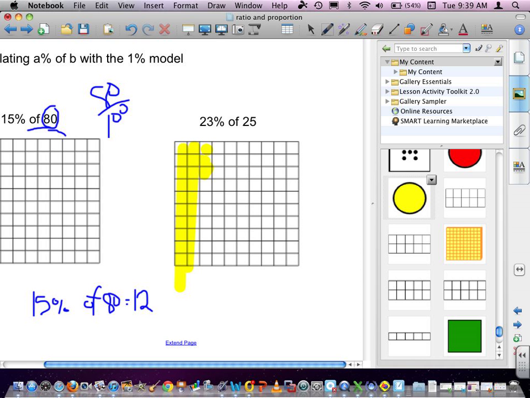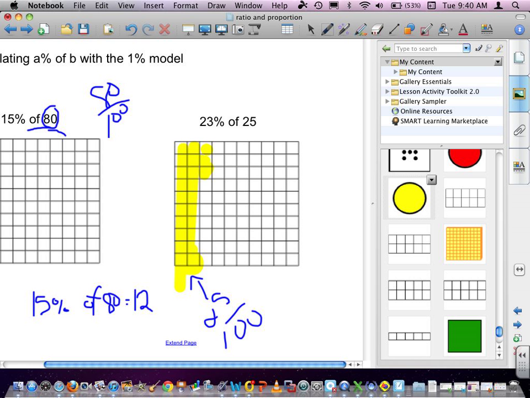How much did you say one square represents? So one little square, you tell me what it represents. 25 divided by 100. So one square is 0.25. So every little square is 25 divided by 100. And that's always how the 1% model is going to work, right? When we find 1% of something, we always just take whatever it is and divide it by 100.